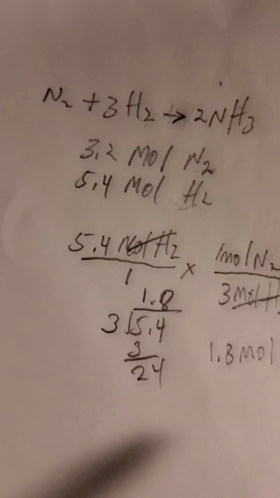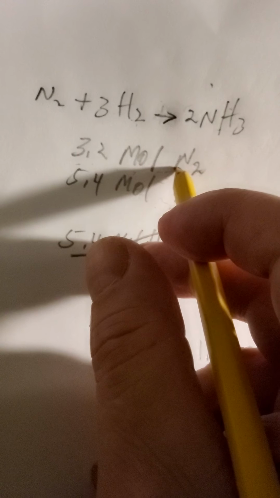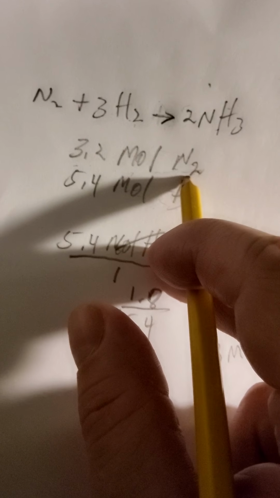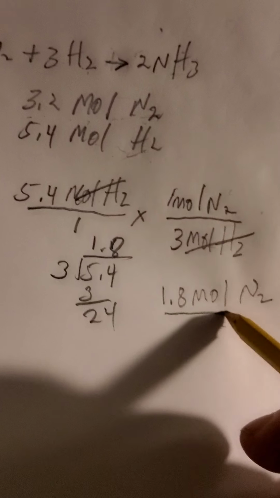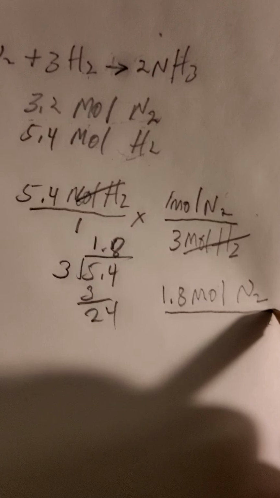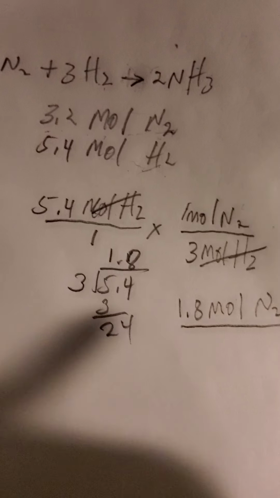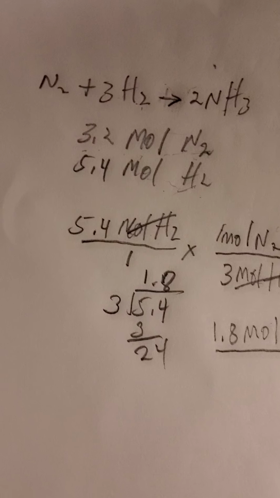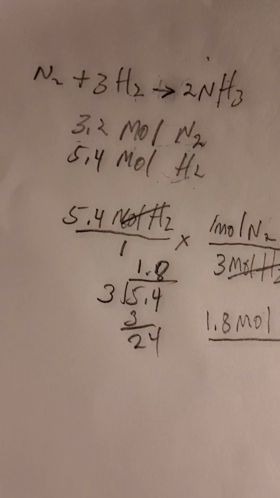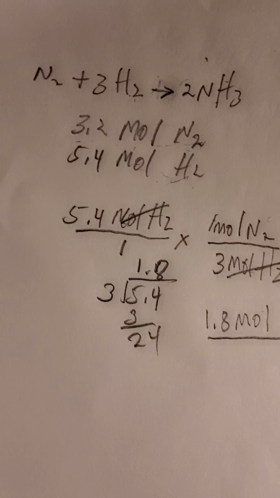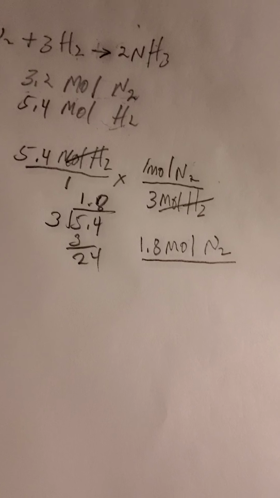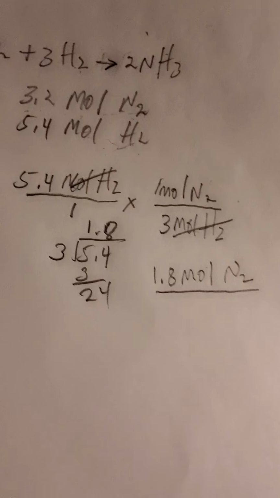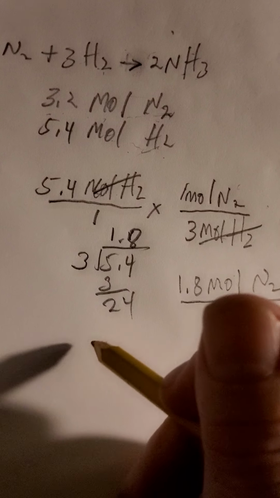But how much nitrogen do we have originally available? 3.2 moles, right? So we got a whole bunch of this nitrogen. According to the balanced equation, all you need is this 1.8 moles of nitrogen. So my guess is that the other element will be the limiting reagent. The hydrogen will be the limiting reagent, right? That's my guess. So let's check it. Okay, just to be sure.